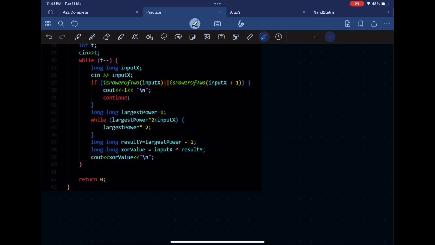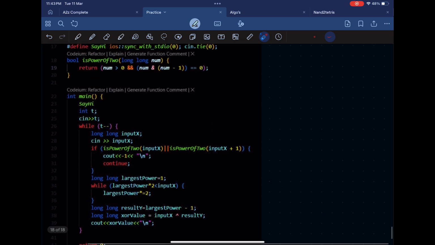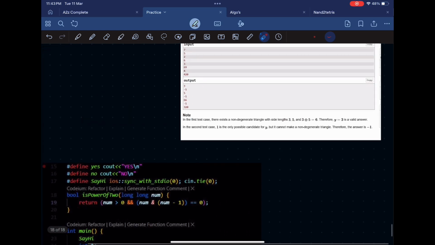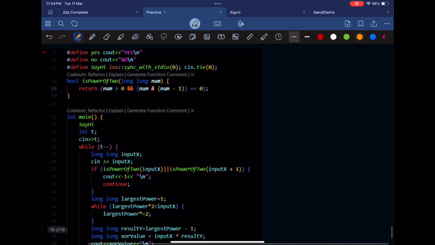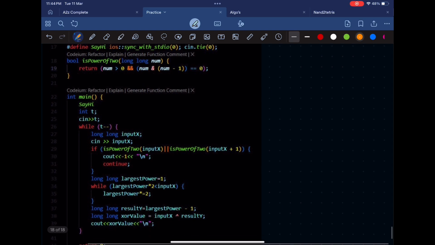Okay, if it's not a power of 2, we declare largest power, which is equal to 1, and loop while largest power into 2 is less than input x. Let's see this example, how we are getting 3. Suppose we have 5 here. As you know, this will not come here; 5 will go directly here.